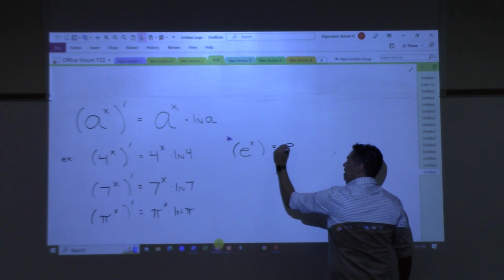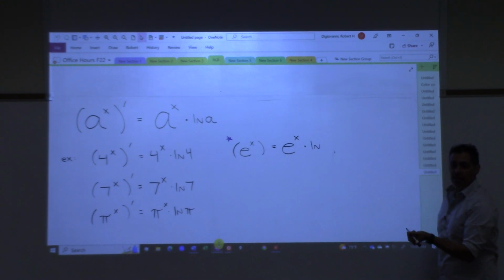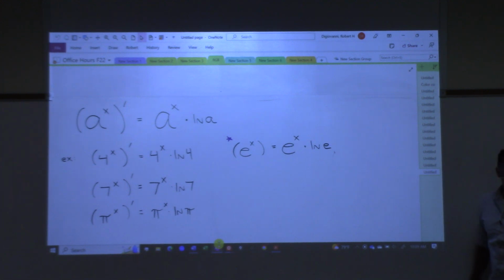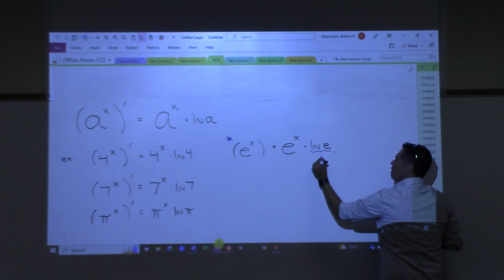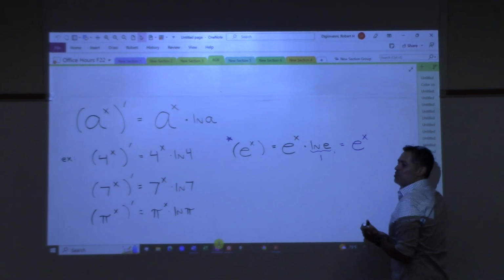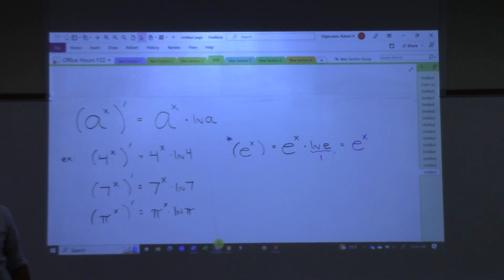Itself, right? e to the x times natural log of e. But what's natural log of e? 1 again, right? This is 1. And that means the answer is e to the x, which means it's itself. That's what I was telling you earlier, that the very important property of the function e to the x is that it is its own derivative.